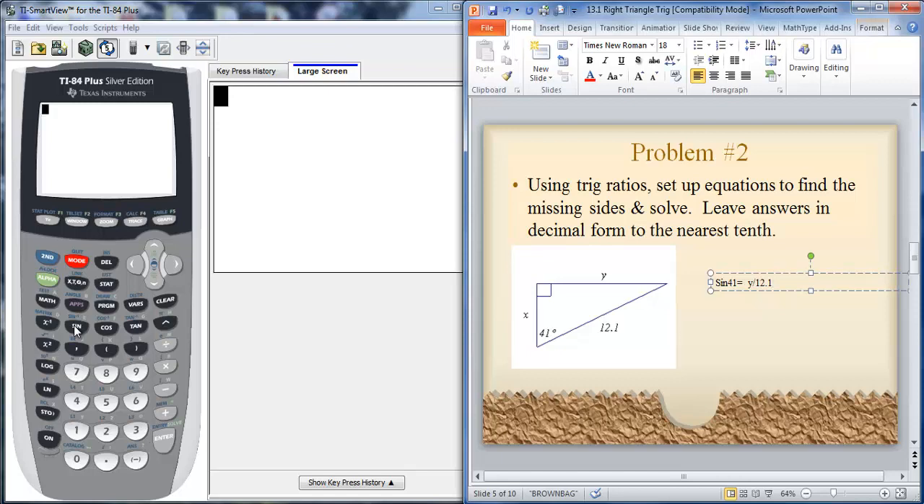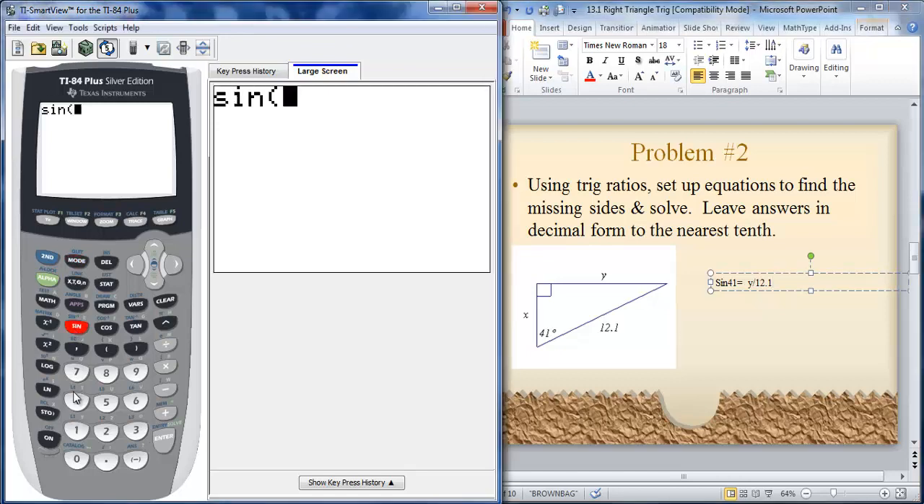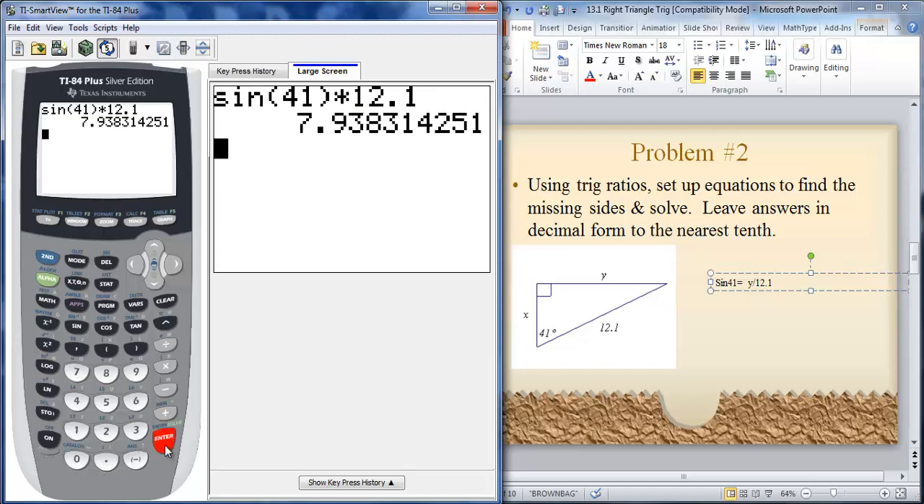But I know that sine of the angle, which is 41 degrees, I don't have to do anything else. I want to close the parentheses. If I don't close the parentheses, when I multiply it by 12.1, it's going to cause issues. And I hit enter, and that tells me that the side length is 7.9 units long. Okay, we're rounding to the nearest tenth.